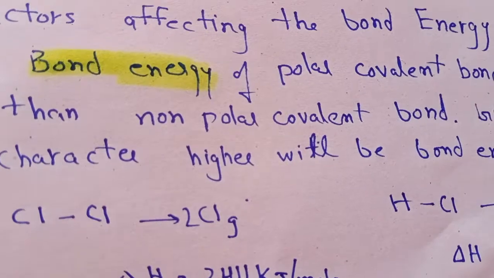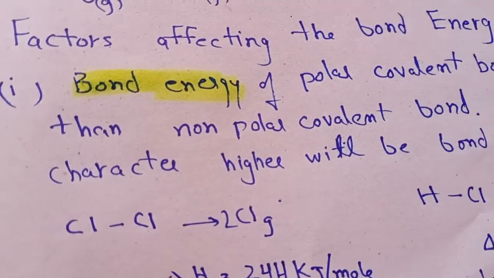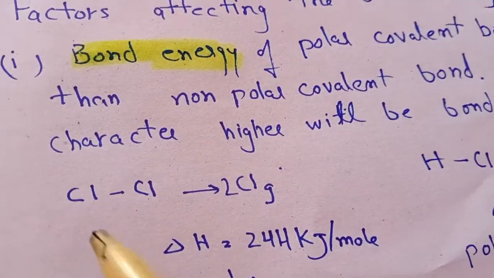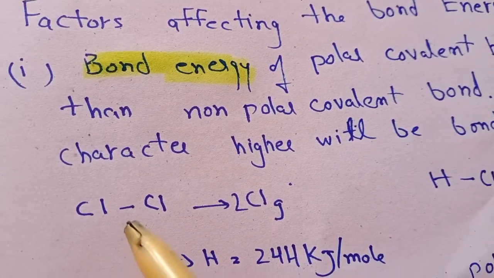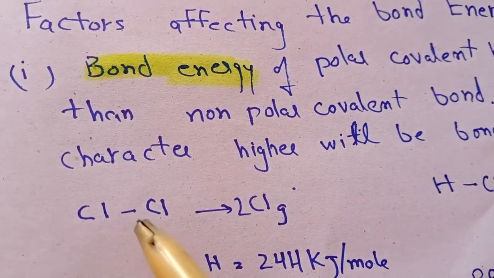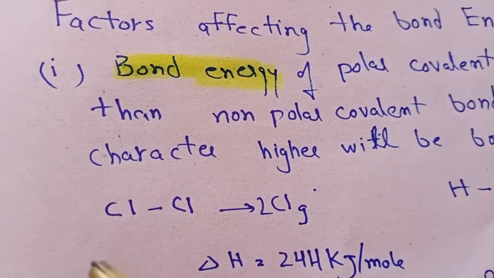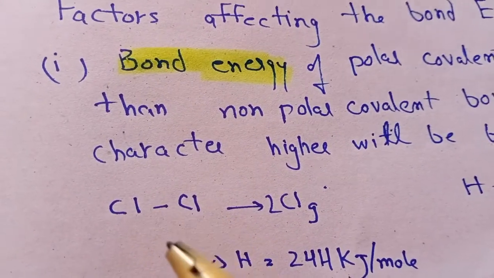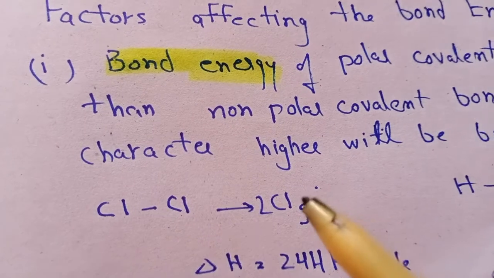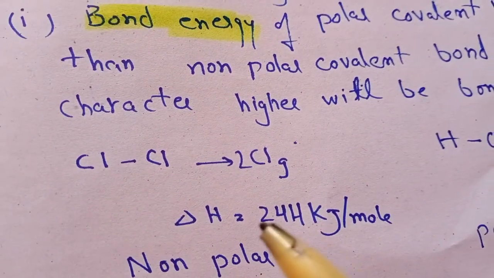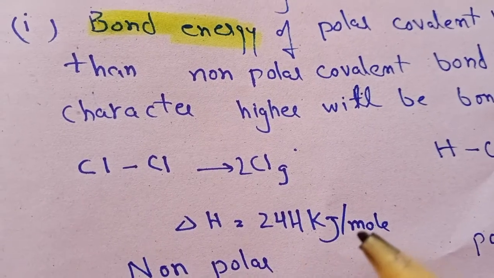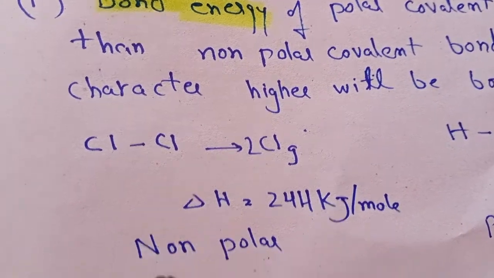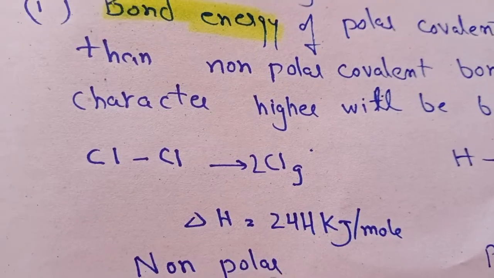If we have two different molecules, one polar and another non-polar, you can take the example of chlorine. You can see chlorine and chlorine. It's a simple non-polar molecule and there is no partial positive and negative character. So it's a non-polar covalent molecule. To break it, we need 244 kilojoule per mole of energy.